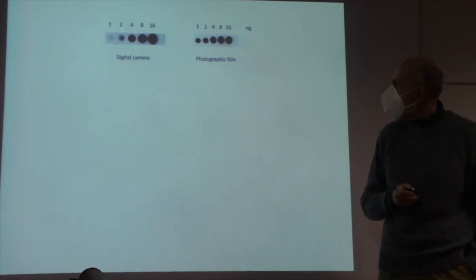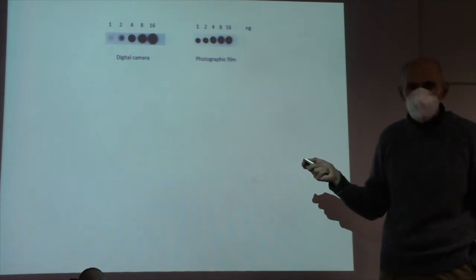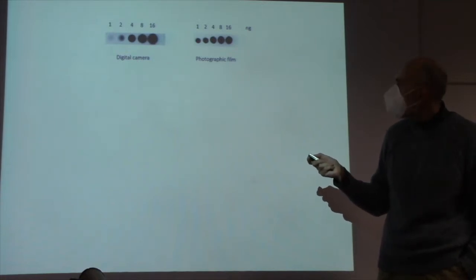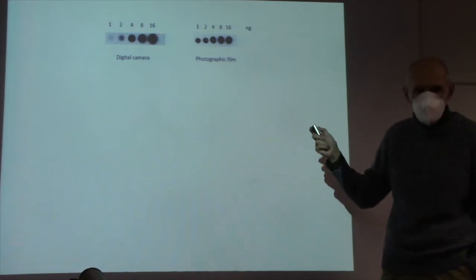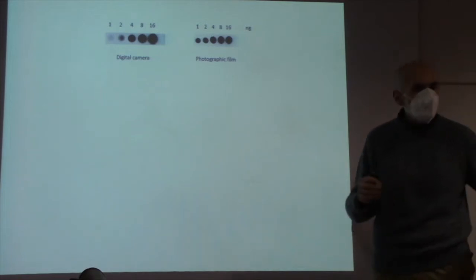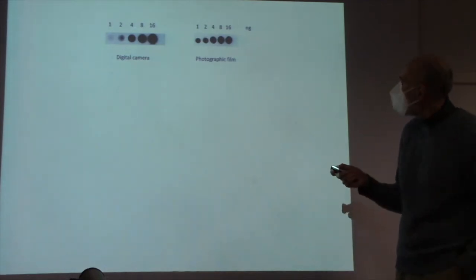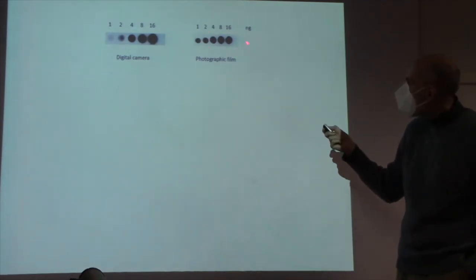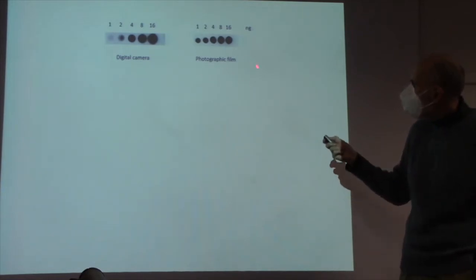Okay, here is what you get with the digital camera. You have a series of spots, of dots, containing 1, 2, 4, 8, 16 nanograms of the protein of interest, plus other things, we don't care. That's the matrix, whatever else is present in the dot. And here you have the same series, 1, 2, 4, 8, 16 nanograms of the same protein, revealed with a photographic film.